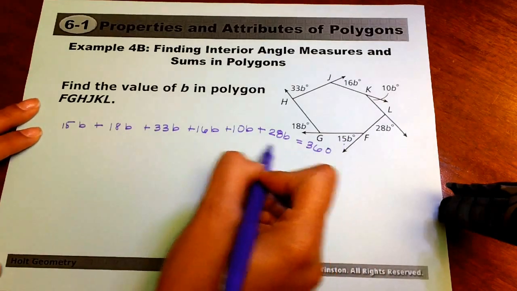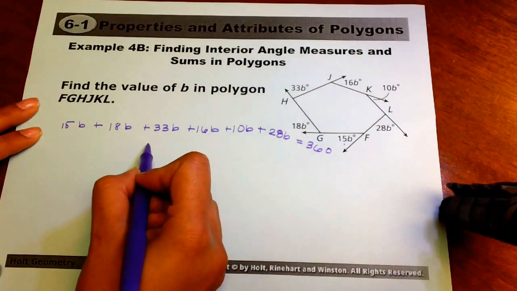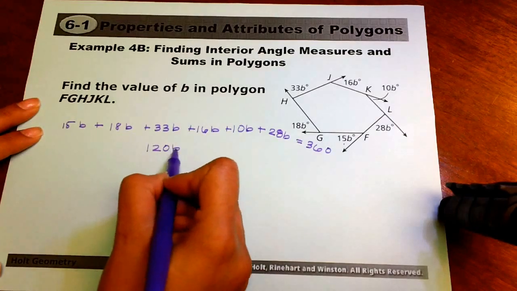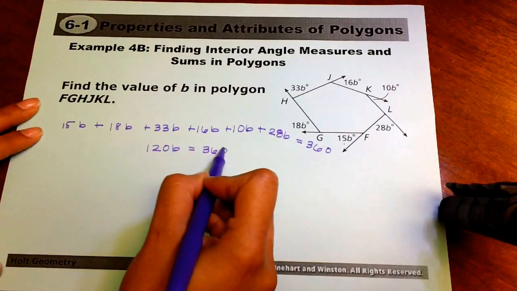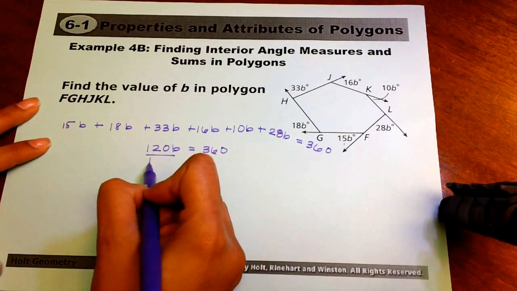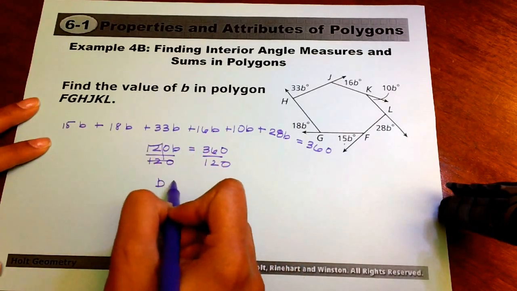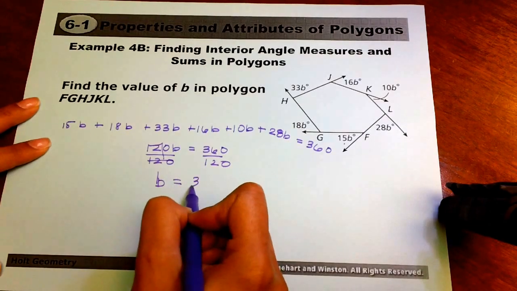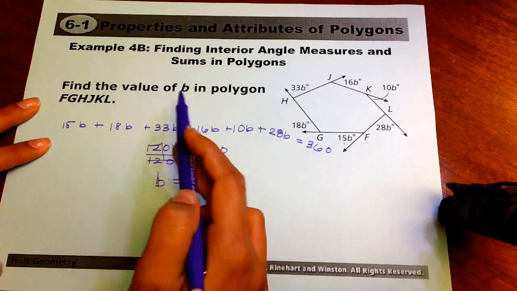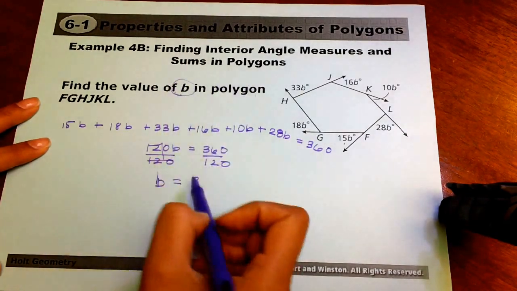Again, if I combine all my like terms, I end up getting 120b equals 360. Divide both sides by 120. I end up getting b equal to 3. Oh, and that's what they wanted. They wanted the value of b.